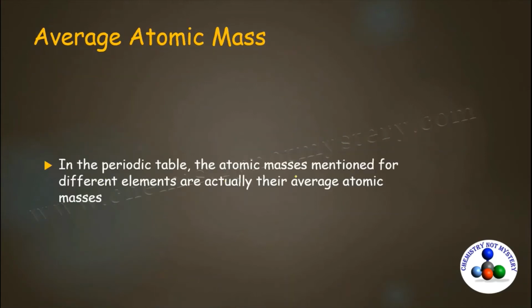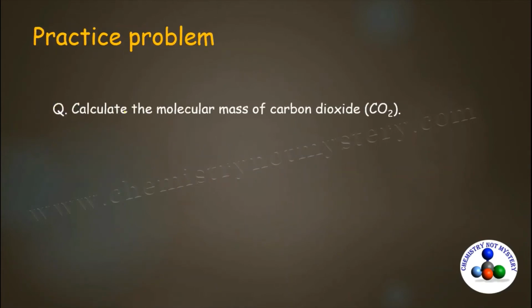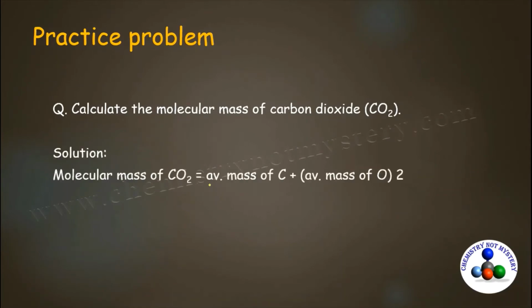In the periodic table, atomic masses mentioned for different elements are actually their average atomic masses. Now come to the molecular mass. Molecular mass is the mass of a molecule. It is equal to the sum of average atomic mass of constituent elements. Let's try to understand it by solving a problem based on it. Calculate the molecular mass of carbon dioxide. Its formula is CO2. Molecular mass of carbon dioxide will be equal to the average mass of carbon plus average mass of oxygen multiplied by 2, as it contains 2 atoms of oxygen.